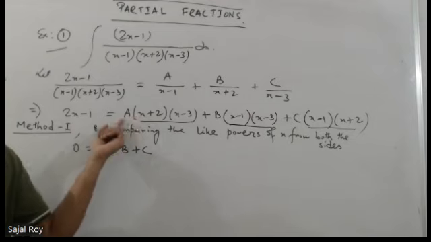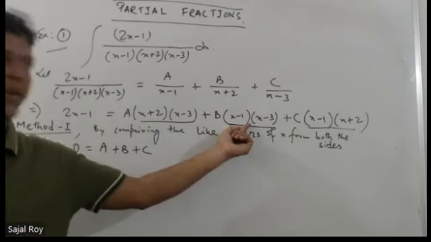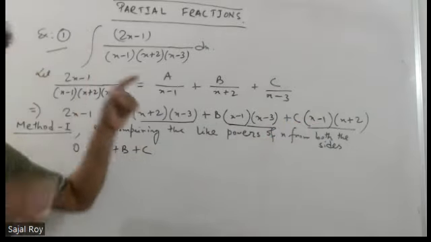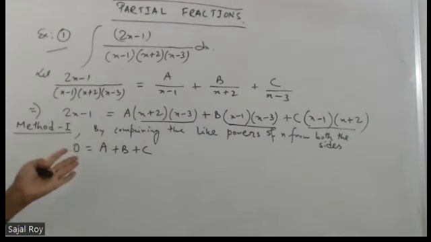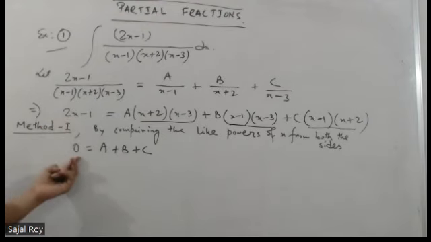If you expand, what is the coefficient of x square in the first term? A. In the second term? B. In the third term? C. So what is the combined coefficient of x square? A plus B plus C. And on the left, what is the coefficient of x square? No term of x square, so it's 0. That is equation number 1.